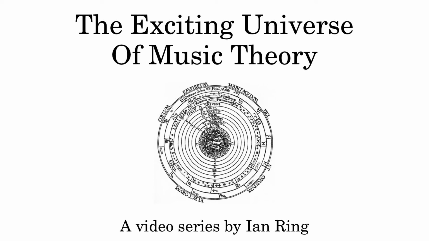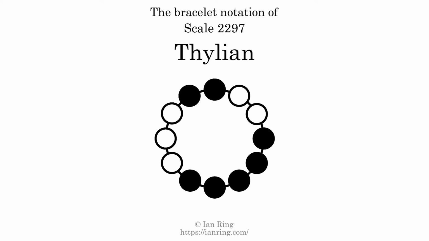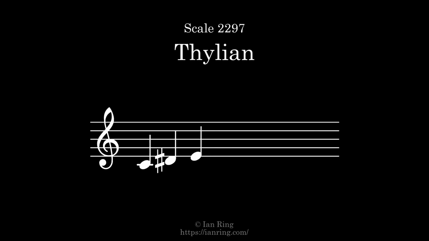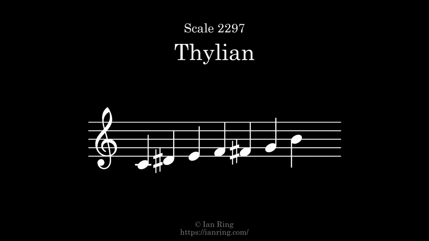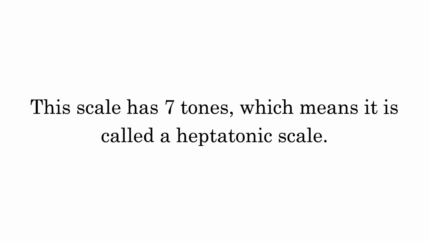Welcome to the exciting universe of music theory. Are you ready to learn? Then let's begin. Today we will talk about scale 2297, Thylian, which sounds like this. This scale has 7 tones, which means it is called a heptatonic scale.